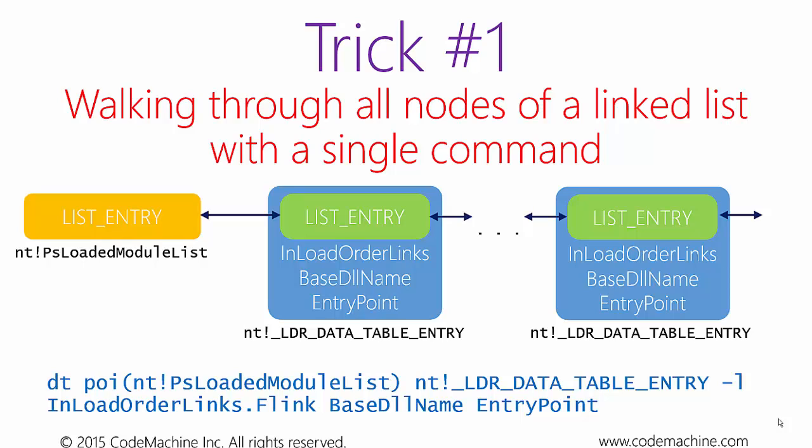The debugger command display type or dt displays the contents of structures. The dt command takes the flag -l, which causes dt to not just display one structure, but all the structures that are part of the list. The dt command requires a starting point, for which we use the Flink field of the PsLoadedModuleList. We can access the contents of this field, which would be the pointer to the first node of the list, using the poi operator.